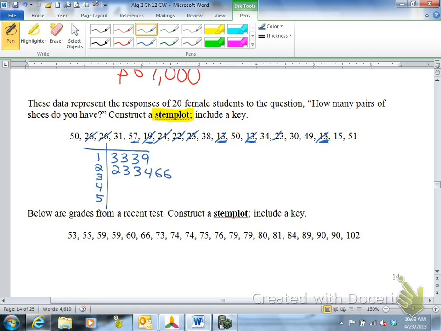See if you could do the leaf for the 30, 40, and 50. So pause this video.